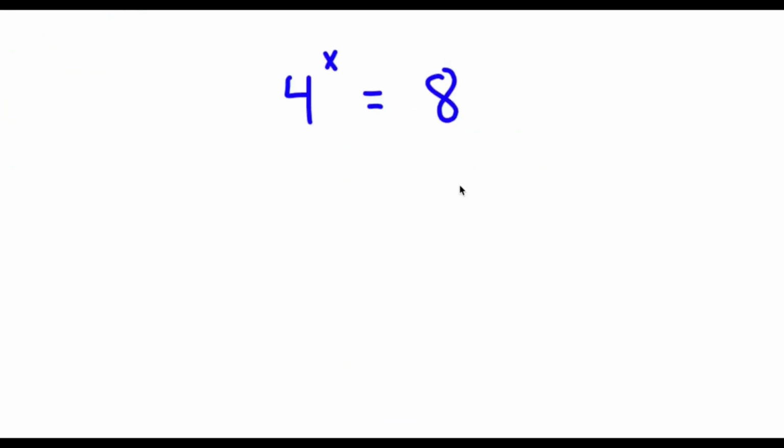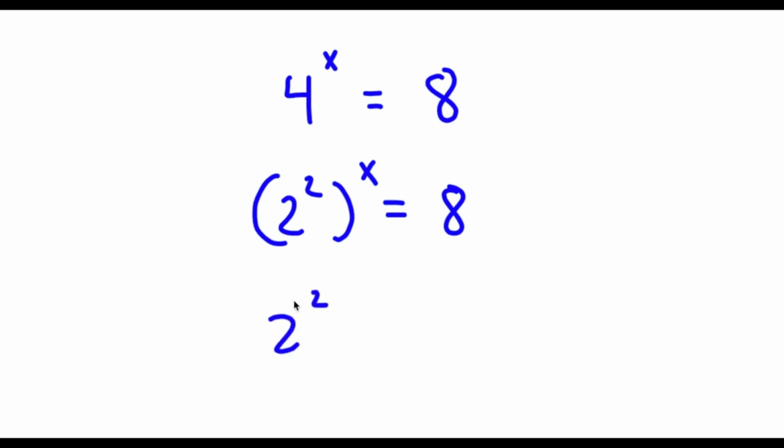Alright, so I have 4 to the power of x is equal to 8. So now to solve this problem, first off, 4 is the same thing as 2 squared. So now I have 2 squared to the power of x is equal to 8. Now 8 is the same thing as 2 to the power of 3. So now I have 2 squared to the power of x is equal to 2 to the power of 3.